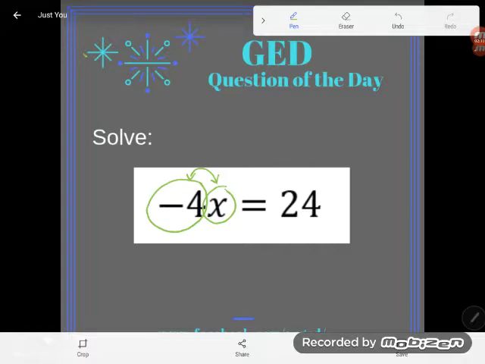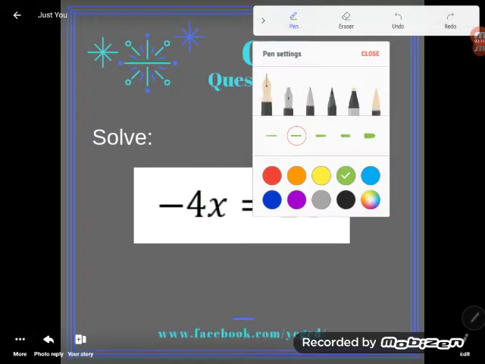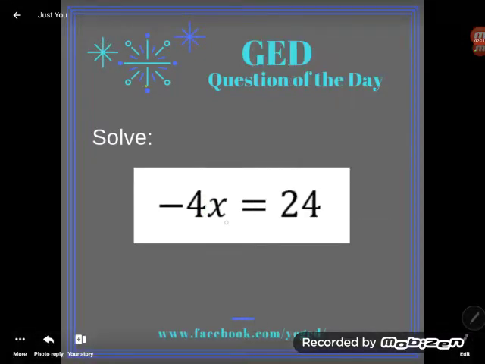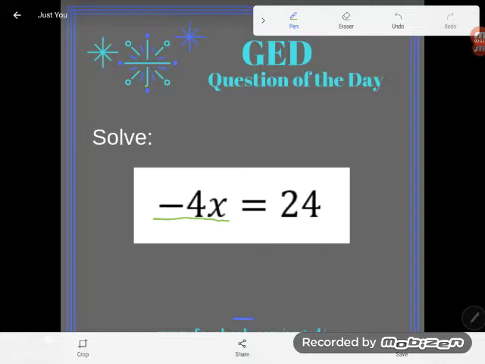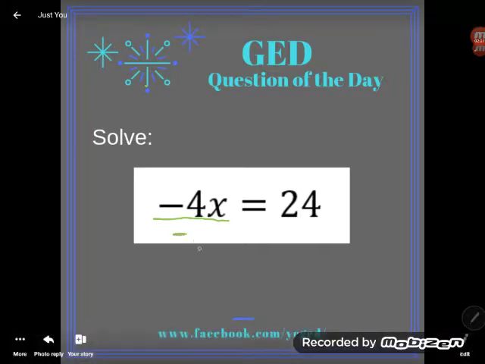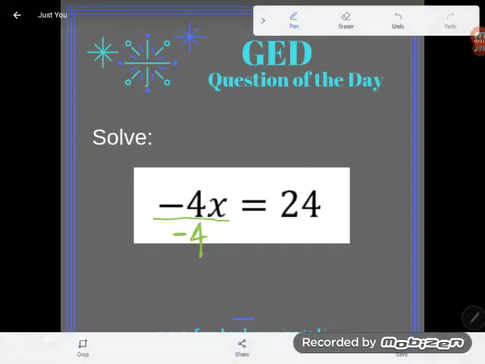If you're really going to solve, you have to do the opposite of multiplying. And say that again, you have to do the opposite of multiplying. Well, what's the opposite of multiplying? It's dividing. I'm going to divide. Now, what should you divide by? Exactly the number you want to get rid of. You want to get rid of a -4, you should divide by a -4.